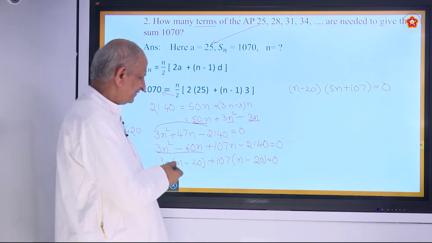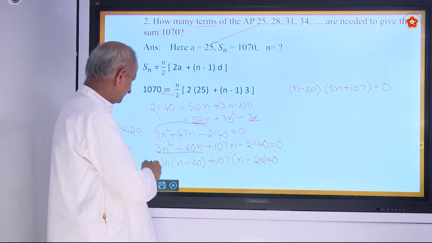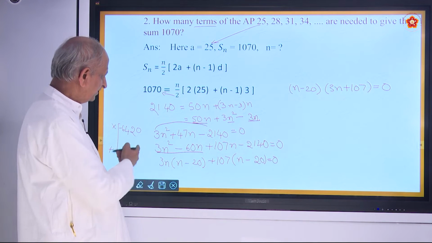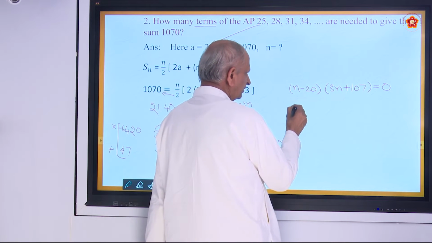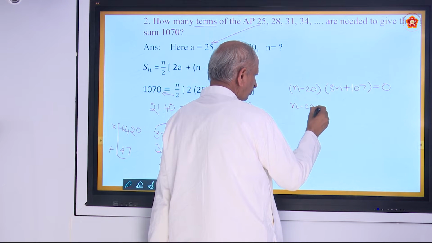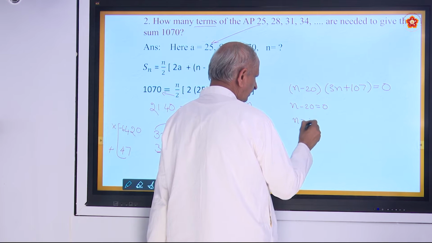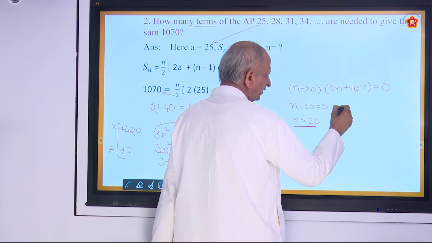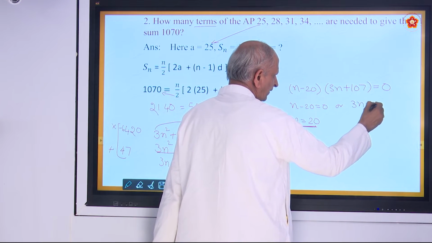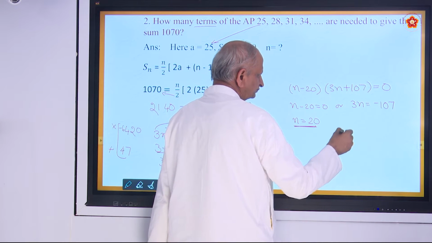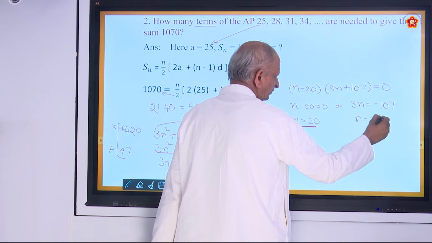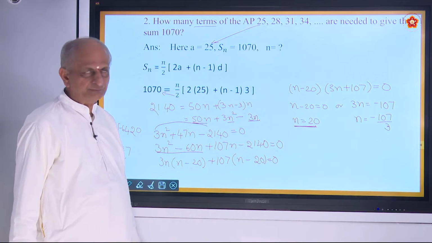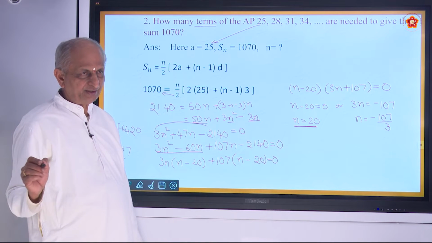Are you following? You may ask how you got these factors. You might go on dividing by 2 or prime factors, then you get that. Okay, you know it already. So here n minus 20 is equal to 0 gives n equals 20. Or you can get it also as 3n is equal to minus 107, and n is equal to minus 107 by 3, which is a fraction and it is not taken into consideration.